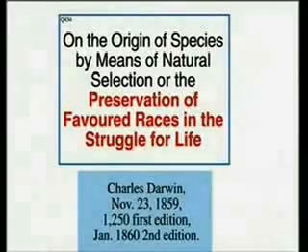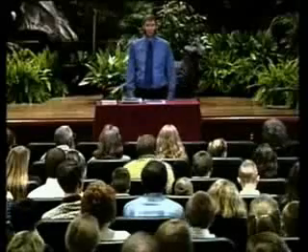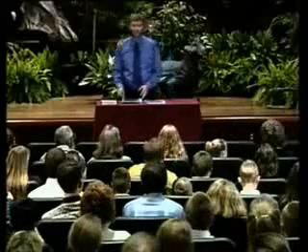Well, Charles Darwin wrote a book, and the title of the book was this: "In the Origin of Species by Means of Natural Selection, or the Preservation of Favored Races in the Struggle for Life." You see, Charles Darwin was a racist. I mean, because his evolutionary philosophy was inherently a racist philosophy.